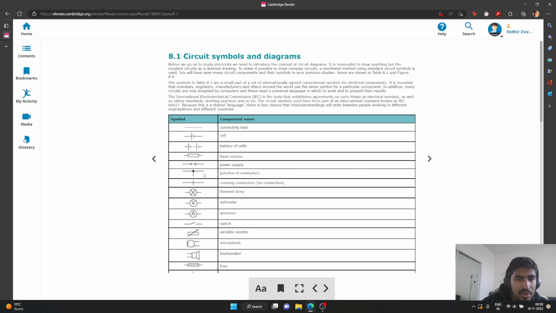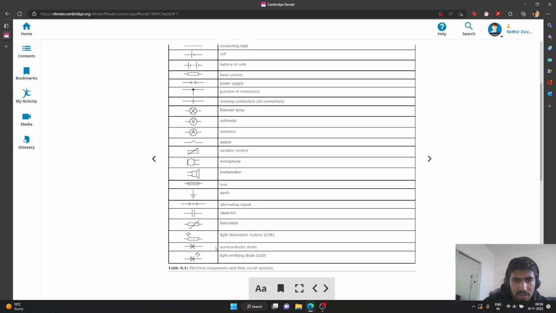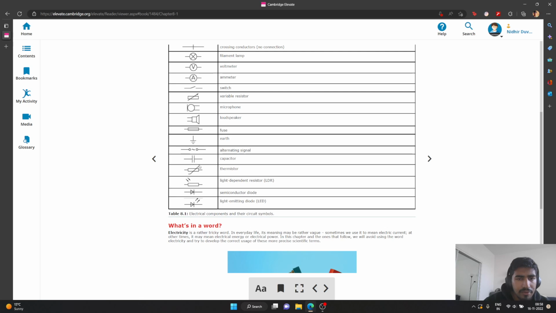You have a resistor, your junction. Junction means that the wires are connected, and you can have a non-crossing junction, where the wires are not connected, which is this example. A voltmeter, ammeter, switch, you're aware of that. The ones on the lower half of the page are good to know for now, and at some point we'll be encountering them. So definitely read up on them. If you have any doubt, let me know.